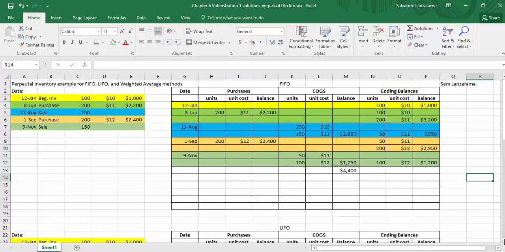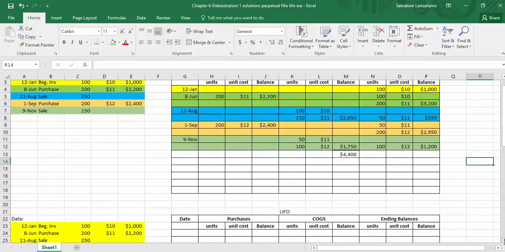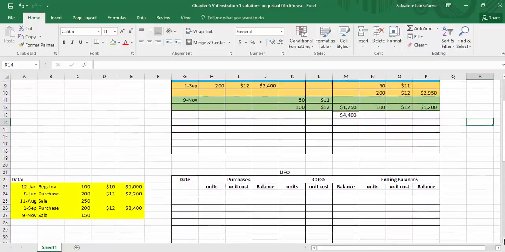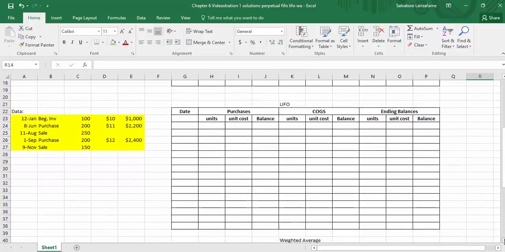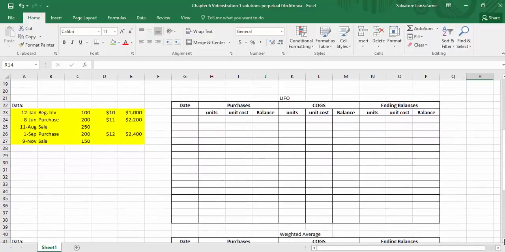So now let's do the exact same problem, but this time we're going to do it under LIFO. LIFO stands for last in, first out. So let's go ahead and begin this process again. So on January 12th, we have an opening balance of 110. And that's going to be $1,000.